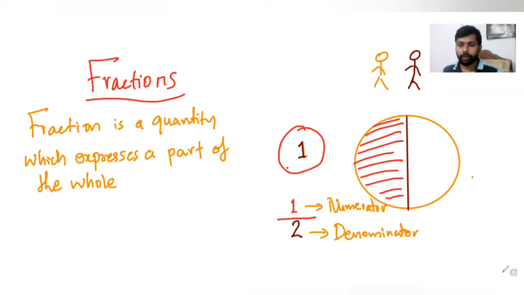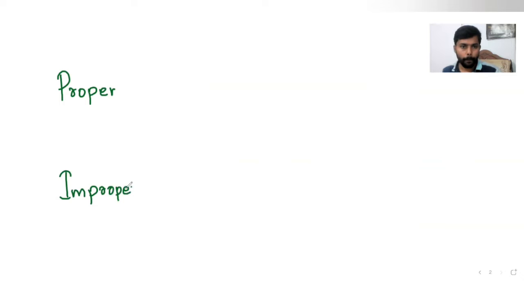Fractions are classified into two groups. The first group is proper fractions, and the second group is improper fractions. So fractions are classified as proper fractions as well as improper fractions. What is meant by a proper fraction?